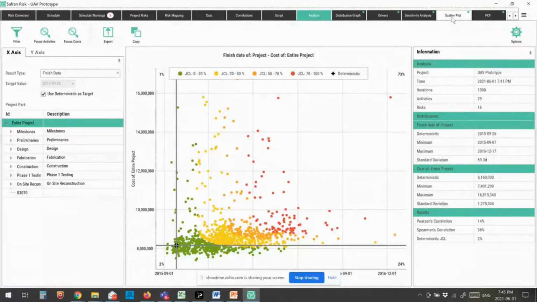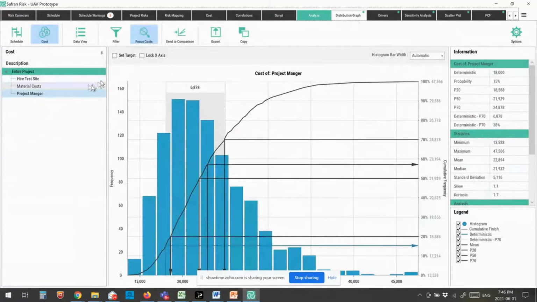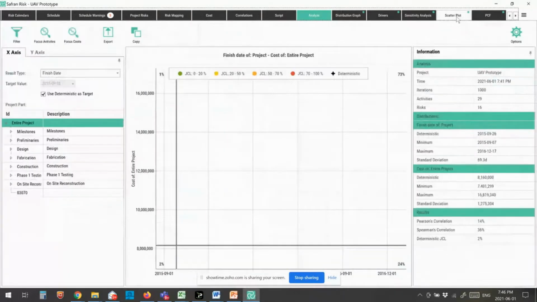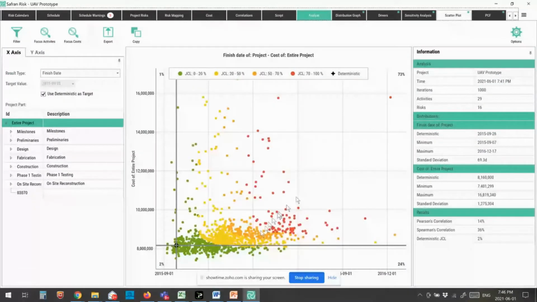So when I look at this, let's go back to the distribution graph for 1 second. What the distribution graph tells me for my overall project is that my deterministic value has a probability of success of 15%. So I'm 15% likely to bring my project in on budget. If I look at it on a schedule basis, I'm 8% likely to bring my project in on schedule. Now, when I look at the scatter plot, it tells me that I'm only 2% likely to achieve both cost and schedule.